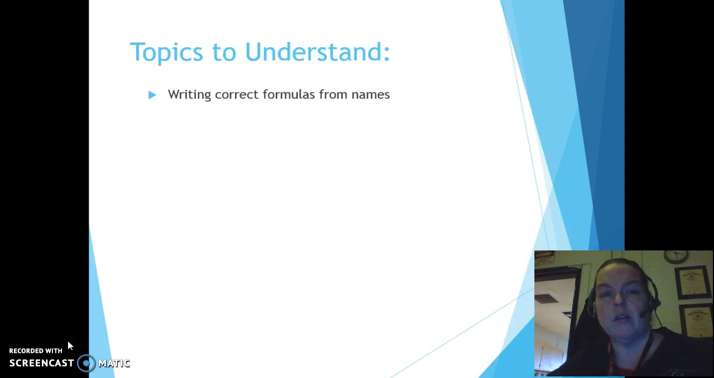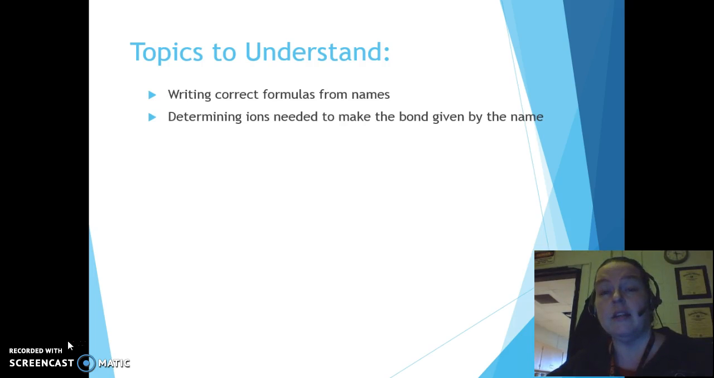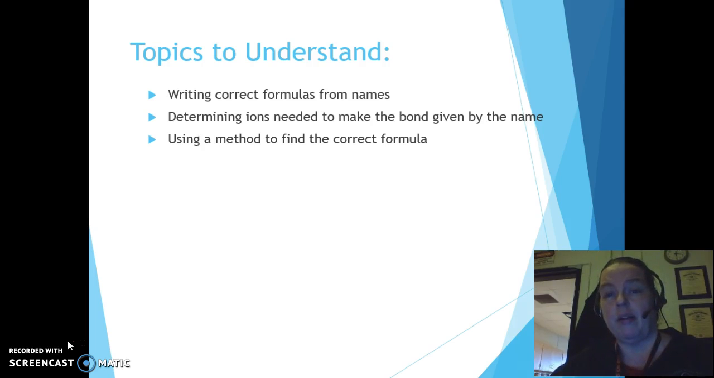But what we want to do now is write correct formulas from the names. So we want to get the names, and in order to do that, we first have to determine the ions needed to make up the bond given by the name, and then we have to use one of the three methods to find the correct formula. Now I say one of the three methods because in this particular case, if we have polyatomic ions or D block metals, we can't use the dot structure method. So we're just going to skip it right now. Remember, it falls apart, so we haven't been using it very much lately.